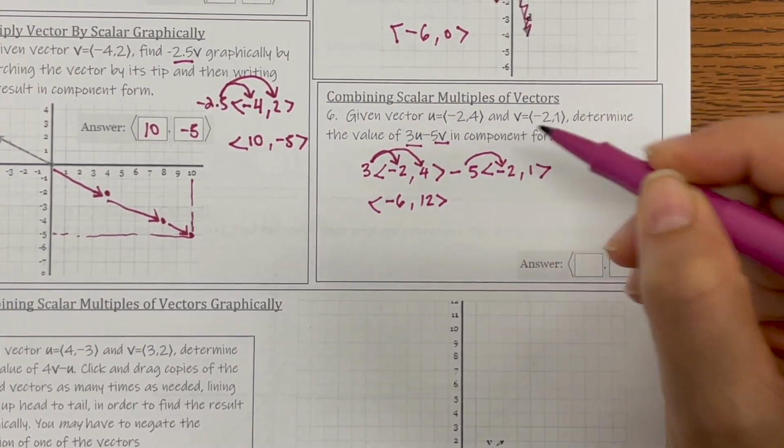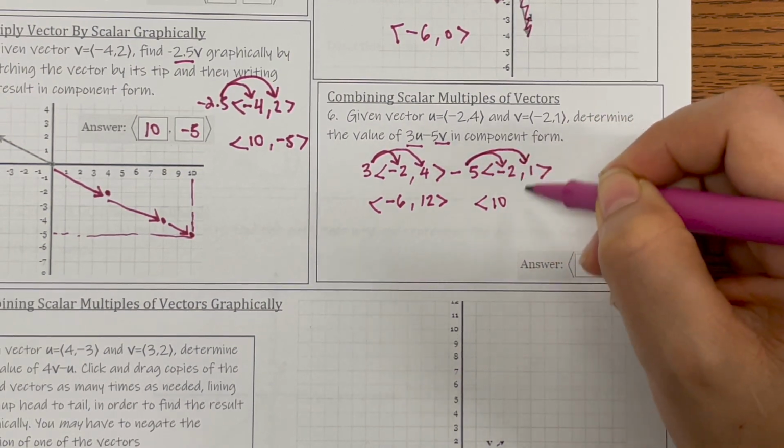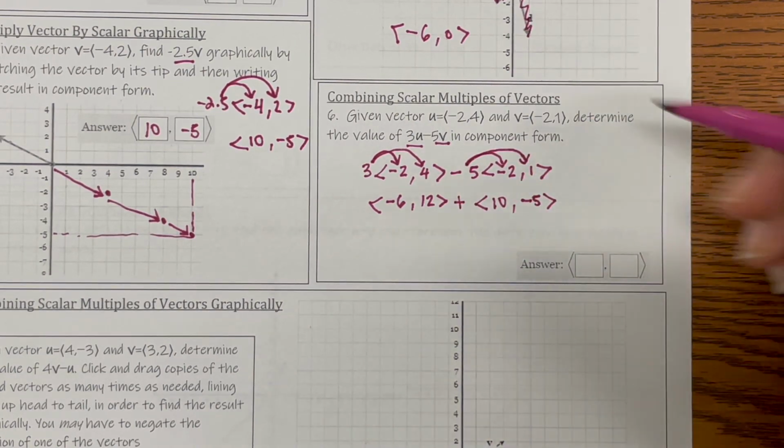So -5 times 2 is going to be +10. -5 times 1 is going to be -5. And because I distributed a negative, it's a plus outside. Yeah, it's a plus outside.